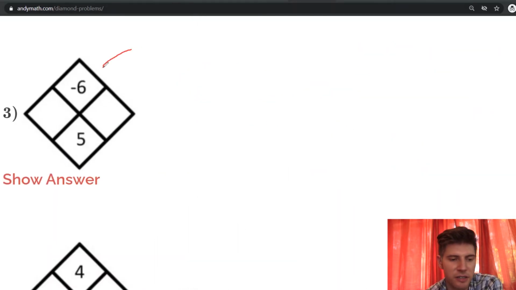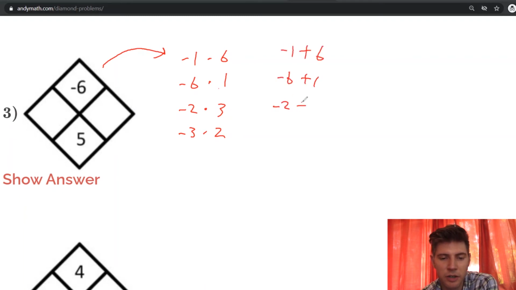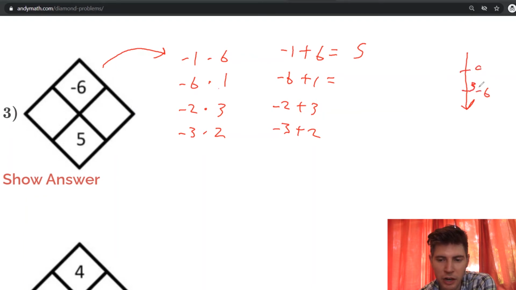So same idea. Let's list everything that multiplies to negative 6. Well, negative 1 times 6, negative 6 times 1, negative 2 times 3, and negative 3 times 2. All these multiply to negative 6. Now let's try adding them. Negative 1 plus 6, negative 6 plus 1, negative 2 plus 3, and negative 3 plus 2. Well, negative 1 plus 6 is 5, because it's like 6 minus 1. Negative 6 plus 1, well, that's being 6 in a hole, and then moving up 1. So that'd put us at negative 5.